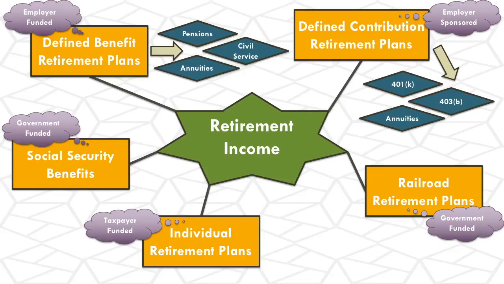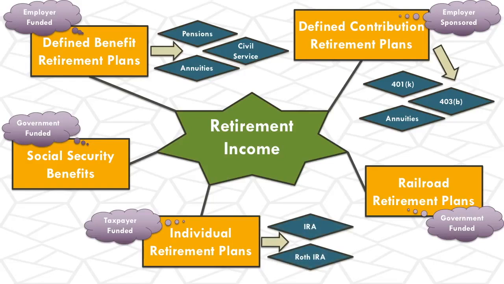defined contribution retirement plans. Individual retirement plans, we have what's called an IRA, individual retirement arrangement, that's what that stands for, and then a Roth IRA. Of course, there are some other ones that exist. Those are the 2 that we will primarily be concerned with.